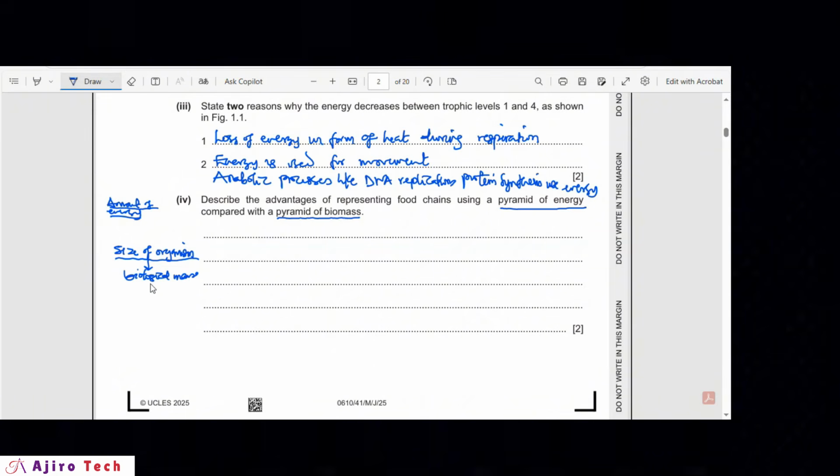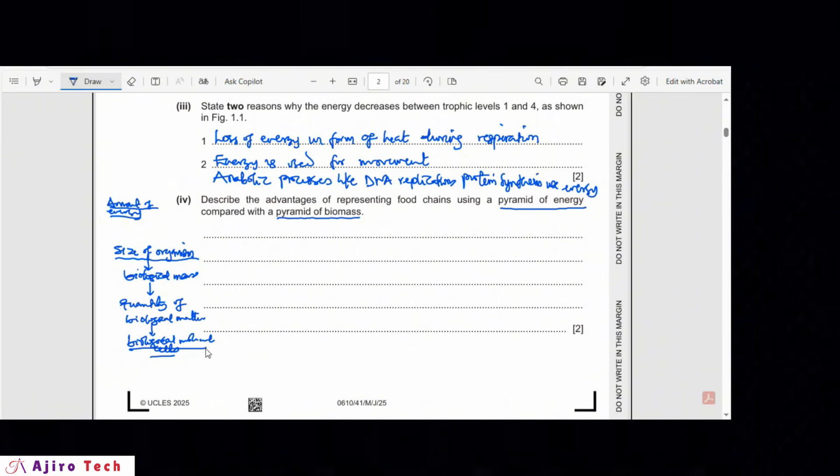What's the biological mass? It talks about the quantity of biological matter in the body of the organism, which includes the biological molecules, the cells, the tissues. And when we talk about mass, we have dry mass and wet mass. Wet mass involves water, dry mass does not involve water.